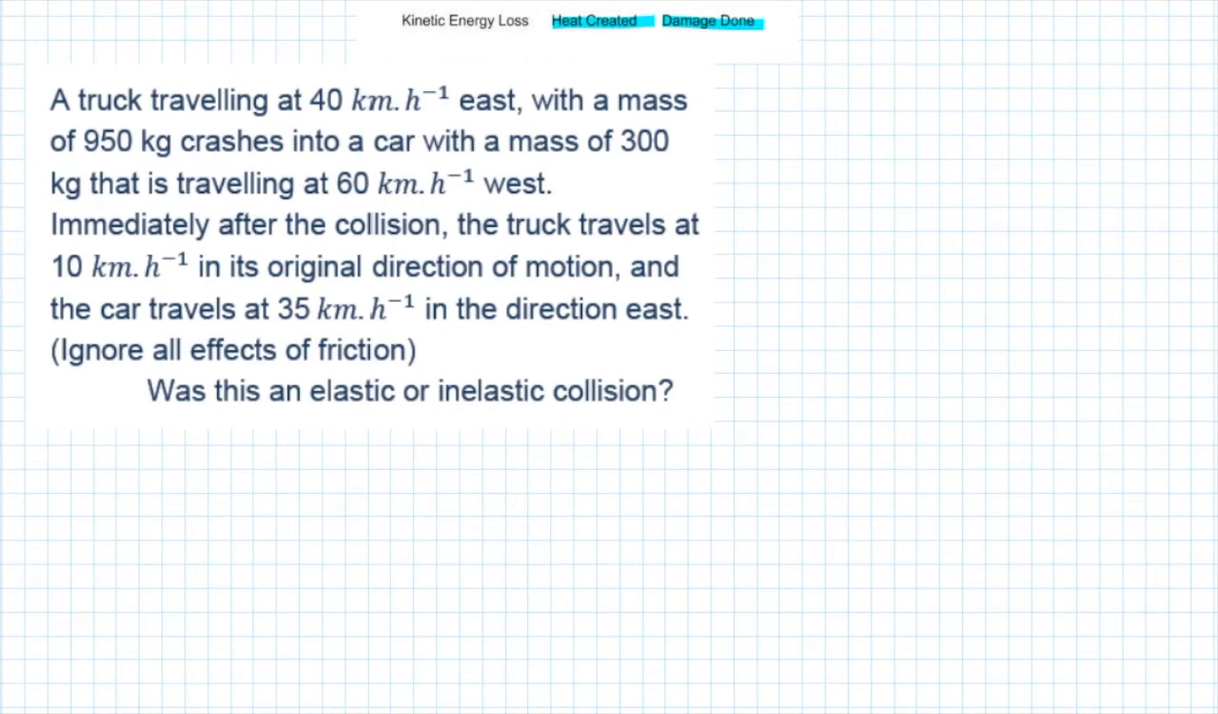So now let's look at an example of a question that requires us to determine whether a collision is elastic or inelastic. This question says, a truck traveling at 40 kilometers per hour east with a mass of 950 kilograms crashes into a car with a mass of 300 kilograms that is traveling at 60 kilometers per hour west. Immediately after the collision, the truck travels at 10 kilometers per hour in its original direction of motion, and the car travels at 35 kilometers per hour in the direction east. Was this an elastic or inelastic collision?